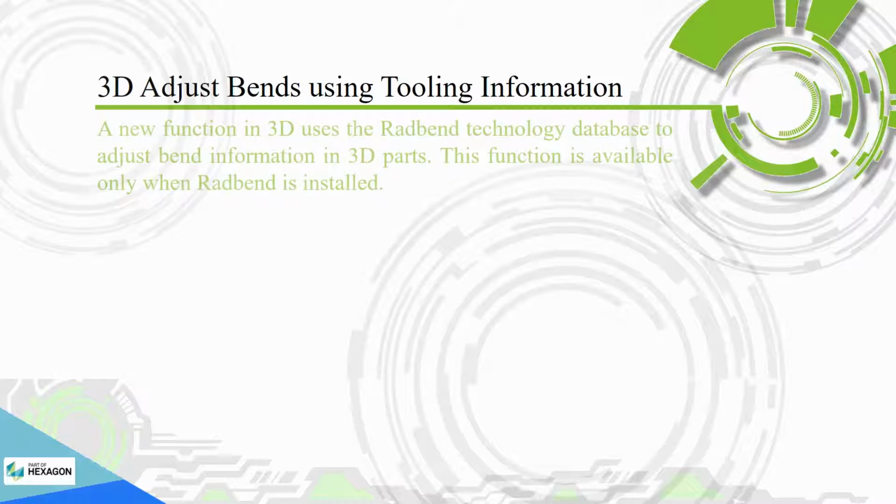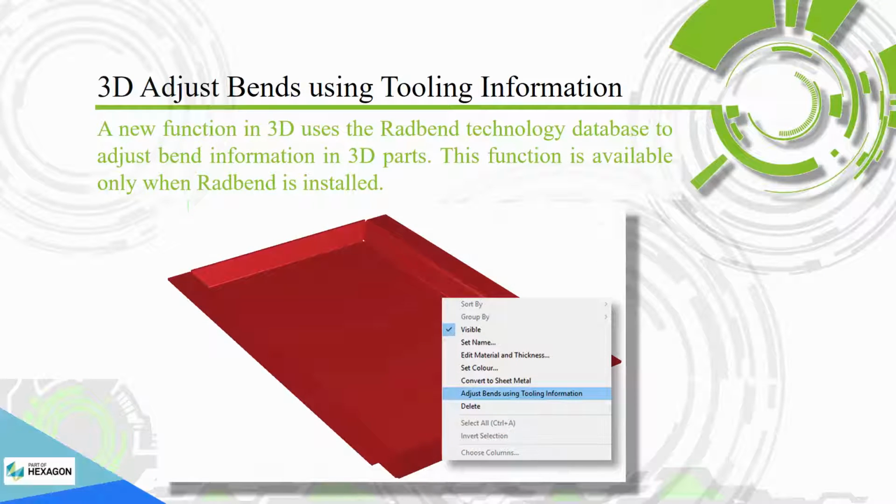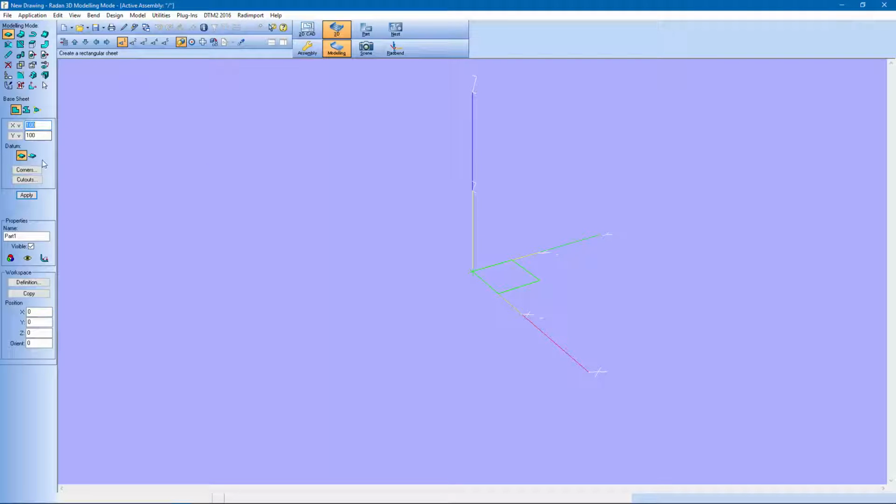A great new feature for those of you that have our Radan software is the ability to adjust the bends on a 3D model to suit the tooling that you have on your press brake. Again, this is accessed from the context menu. So simply select the part and then adjust the bend. So let me show you how we do this.